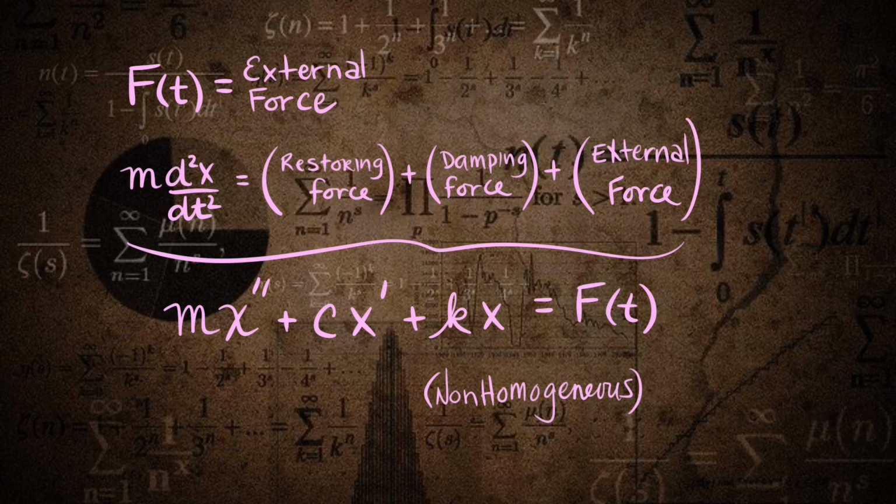Now, even applying an external force, or a dampening force, to the spring, we can create another second-order differential equation, one that is non-homogeneous because the right-hand side is equal to a function that varies with time, an external force.